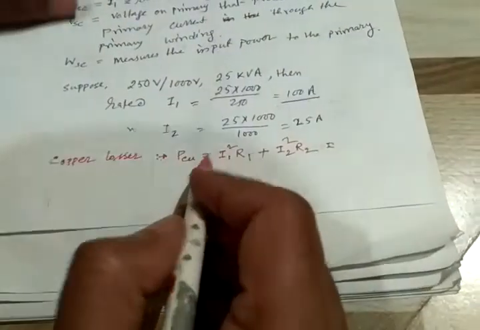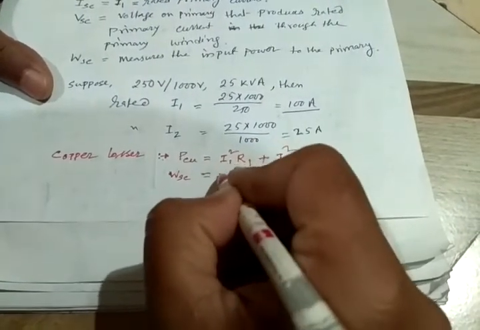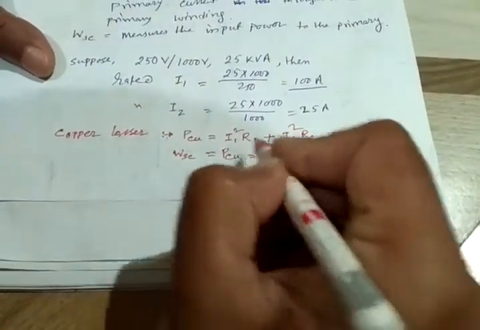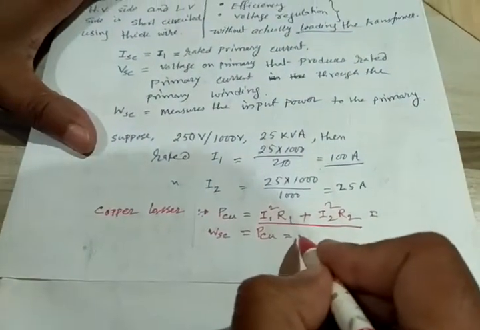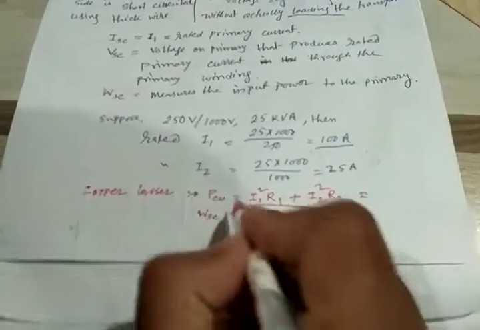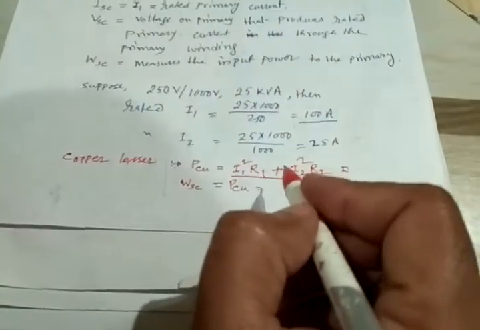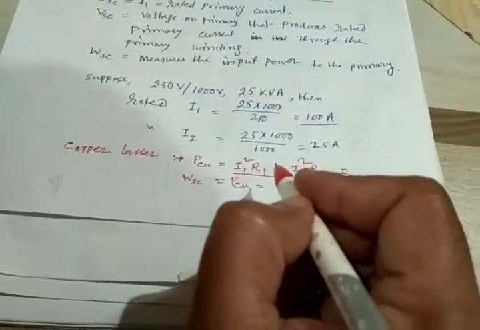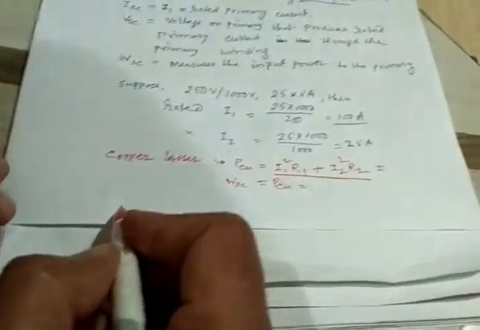So effectively, the wattmeter reading we call WSC. This wattmeter reading is nothing but the total copper loss, that is the copper loss in the primary circuit and secondary circuit. So we get the total copper loss in the wattmeter reading that is connected in the primary. Now let's see how we will calculate other things. The calculations are very easy.